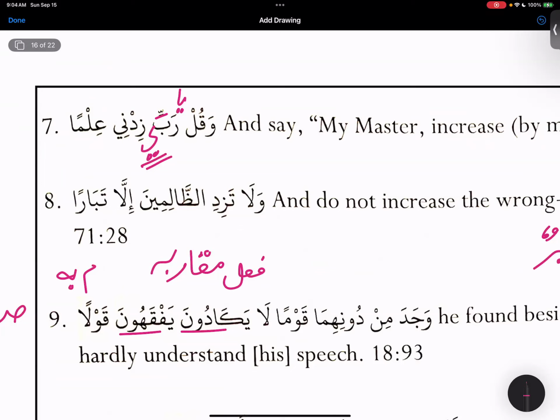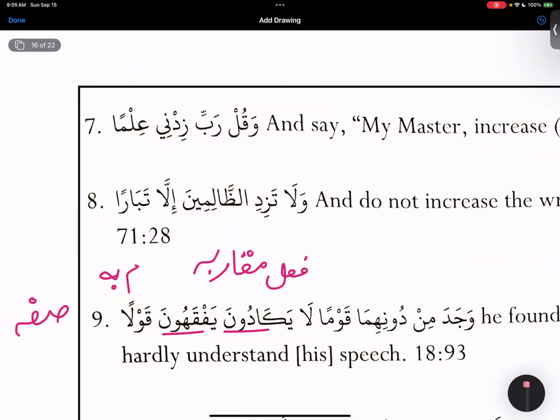And then zidni. What kind of fi'l is zidni? Mudaf, mudaf ilayhi, zidni. It is amr, a command in request, increase me. This is amr, in request, felu dua, felu talab, whatever you want to call it. Zidni, but what is the base verb here? Ziyada, increase. Zada, yazidu.